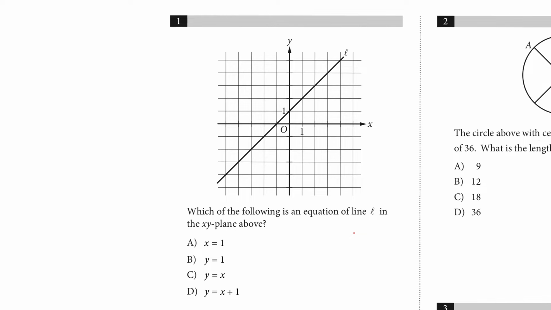Okay, so here is question number 1. It says, which of the following is an equation of line L in the xy plane? And so you have a line here, and it looks like the y-intercept is at 1, and the slope is 1. So that would be y equals x plus 1. And of course you recognize y is equal to mx plus b, where the slope is 1 and the y-intercept is 1, and that was the answer for that one.